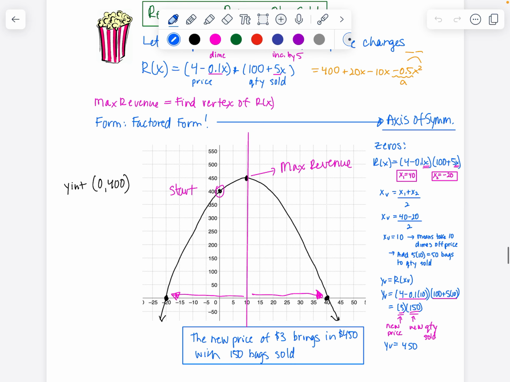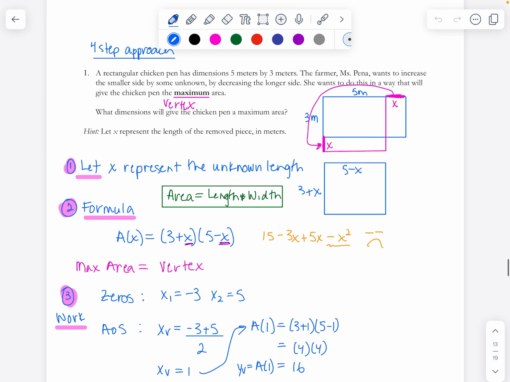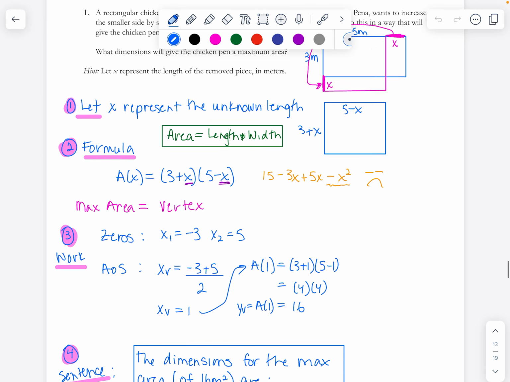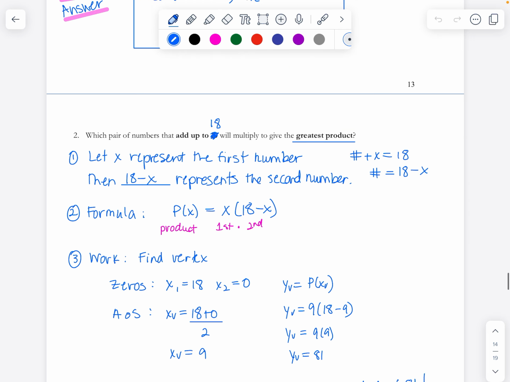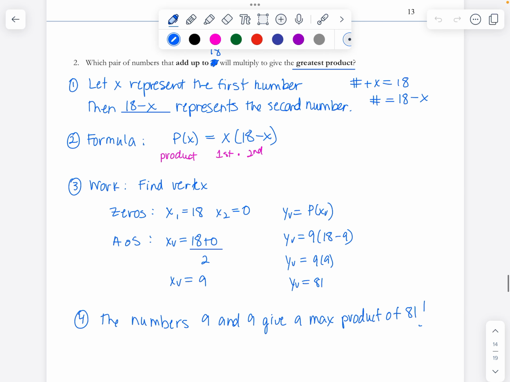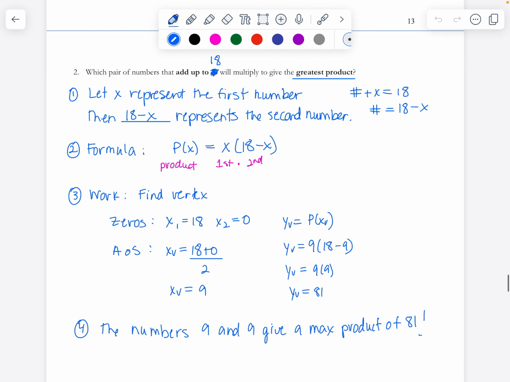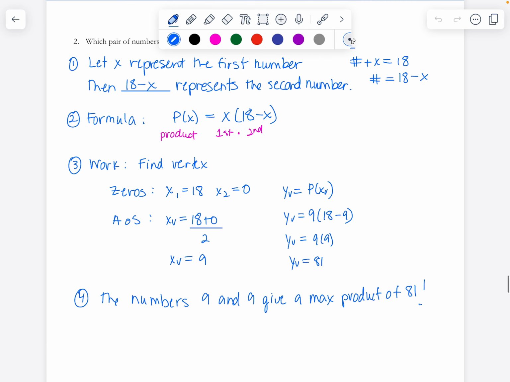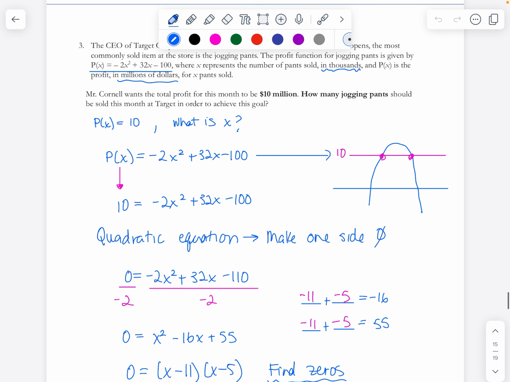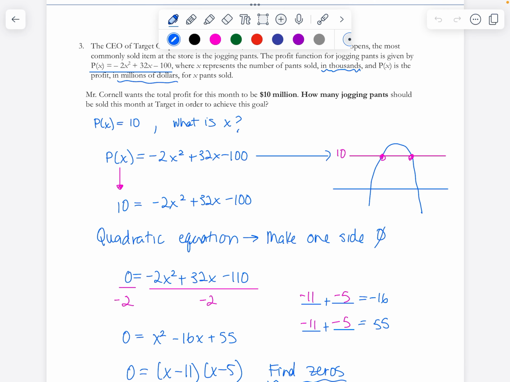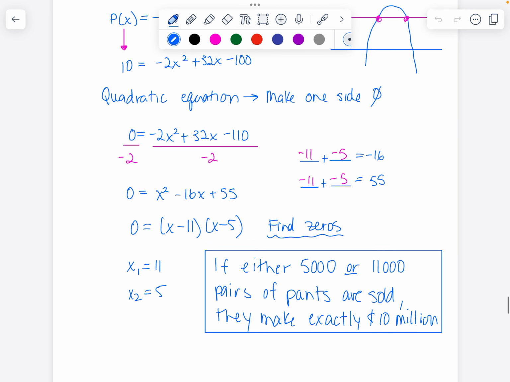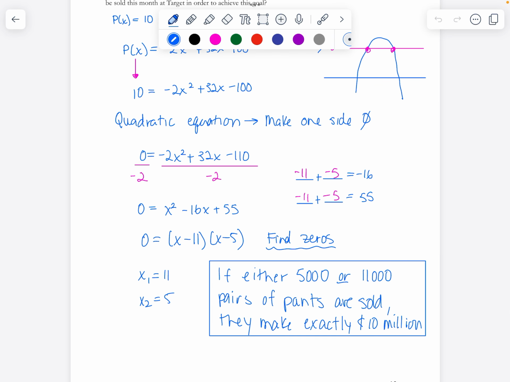by finding the zeros and then averaging them to find the axis of symmetry and then finding the vertex from there. We did that again with this area question. And then with this question on two numbers that add up to 18 and multiply to get a product. In this case, we did need the vertex, but we also needed zeros. This was the one where we didn't need the vertex. We just needed the zeros, and we ended up getting two answers.